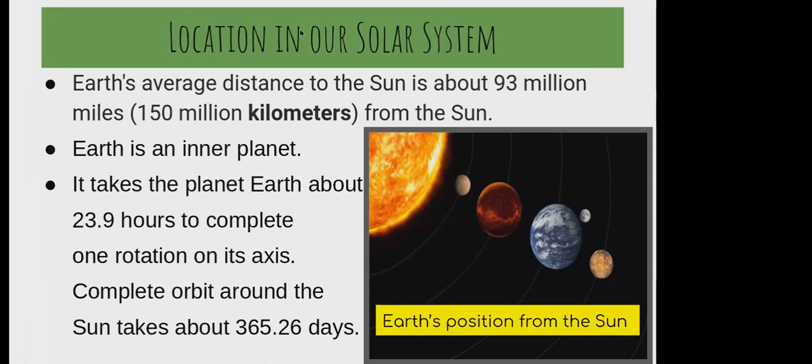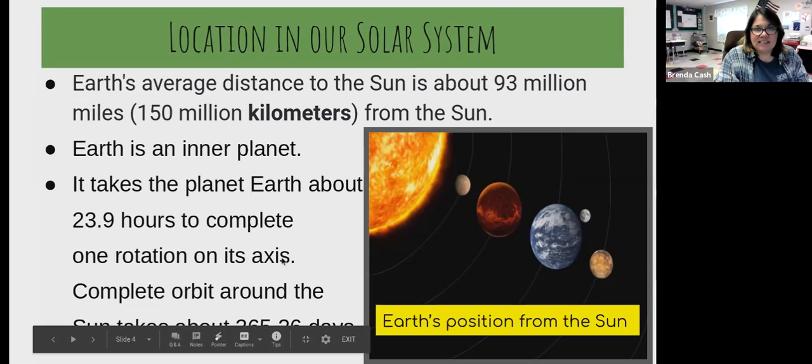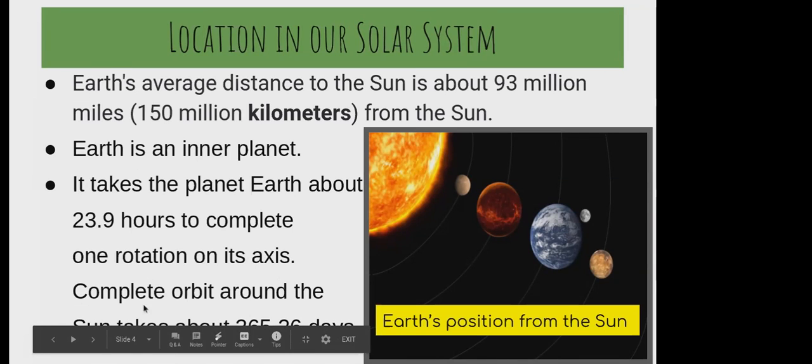Location in our solar system. Earth's average distance to the sun is about 93 million miles, 150 million kilometers from the sun. Earth is an inner planet. It takes the planet Earth about 23.9 hours to complete one rotation on its axis. Axis, like axe. Axis. Complete orbit around.